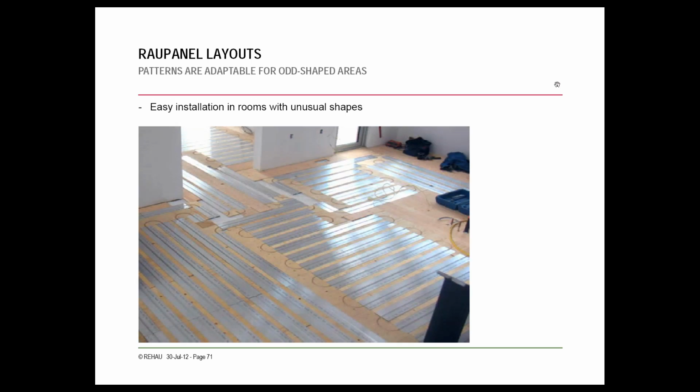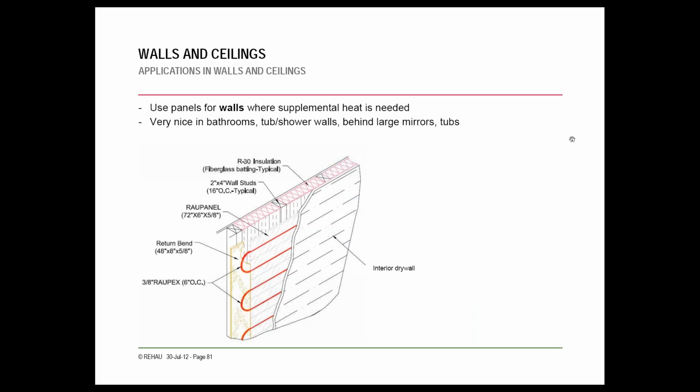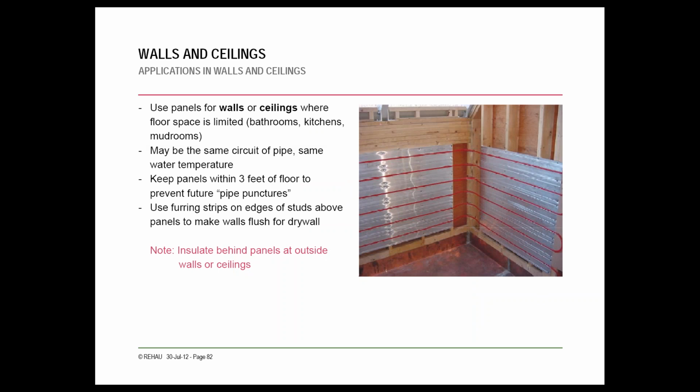The Rao Panel or Rao board are great systems because they can be adapted to any shape room. It's like Tetris basically. You can use them in any configuration. As I mentioned, a great application for these is walls, specifically in a shower or behind mirrors and whatnot. As you can see here, this is going in behind a shower, just up on the wall, and then they would just put the green board over the top.